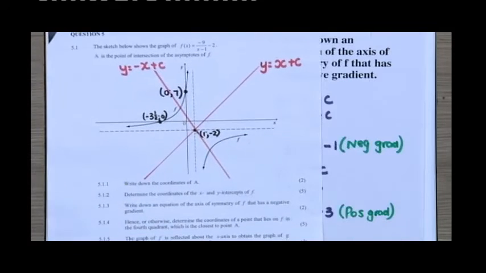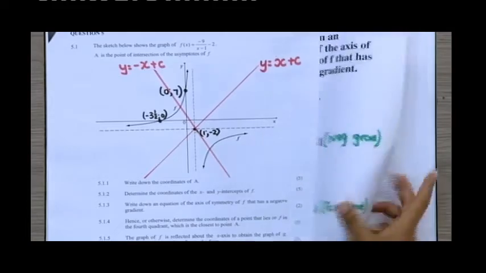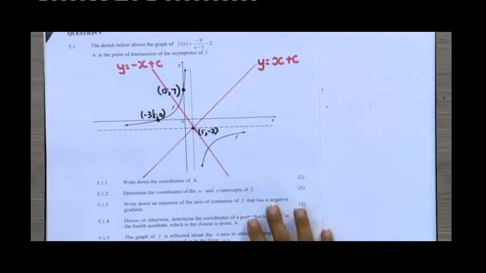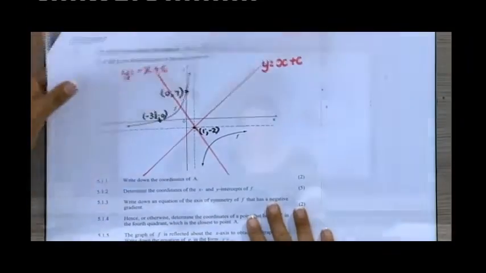Okay, so we're doing quite well. I hope you're still understanding. And we are now going to go to question number 5.1.4. This is question number 4 on this hyperbola. We've done quite a lot. We know what the axis of symmetry is. We know how to get our asymptotes. We know how to get the x and the y intercept.